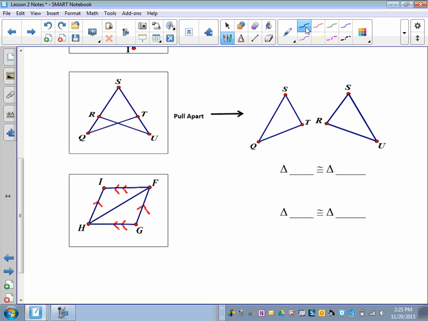Alright, we're missing some information here. I apologize. I did not get this information in before I copied your notes. So this is information that should be added in. RS is congruent to ST.